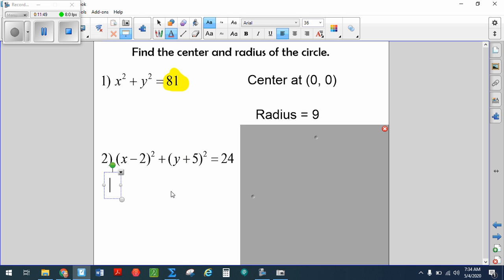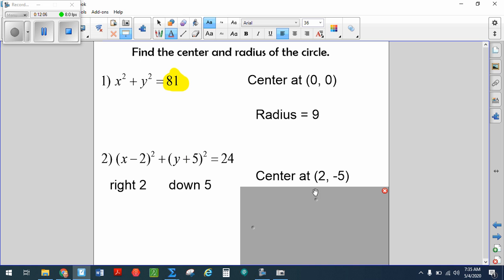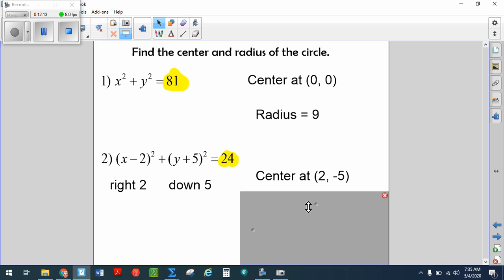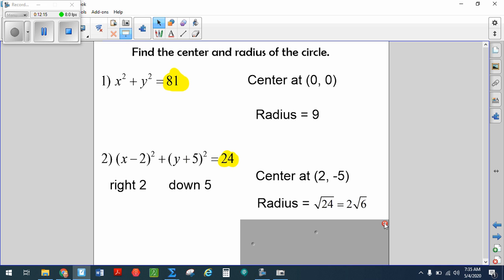For number 2, the x minus 2 tells me it went right 2. The y plus 5 tells me that it goes down 5. So I'm doing the opposite of what it looks like. The minus 2 is actually right 2, and plus 5 is really down 5. So that's at 2, negative 5. And then my r squared is 24, so r is going to be the square root of 24, which we could also say is 2 square root 6. So those are some examples and some basics of how to work with the equation of a circle.